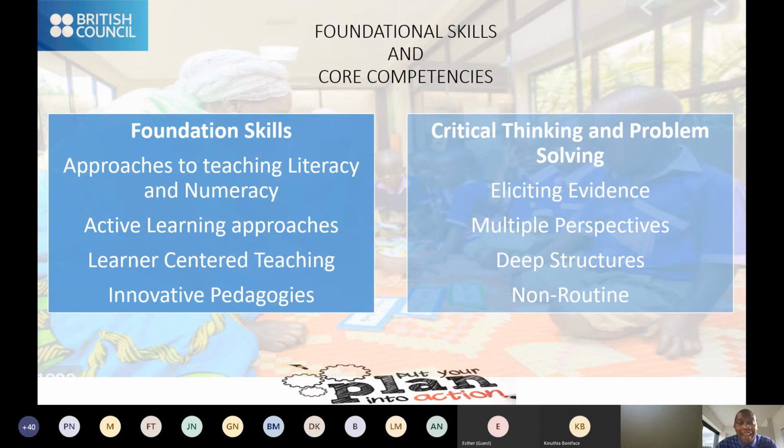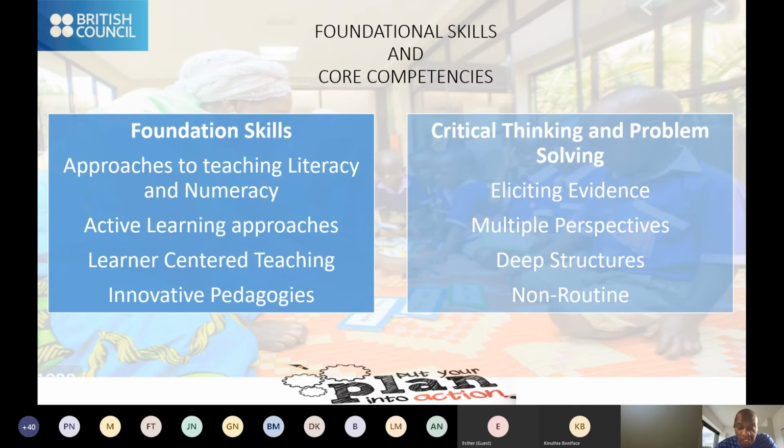And we're also talking about active learning approaches. That's something which we are addressing. And we're also talking about learner-centered teaching. So whatever we are planning should revolve around that. And we're also talking about innovative pedagogies, such as using technology, field visits, virtual field visits, calling a specialist to come to class, connecting somebody to talk, taking the children to the farm. Those are the things we are talking about.